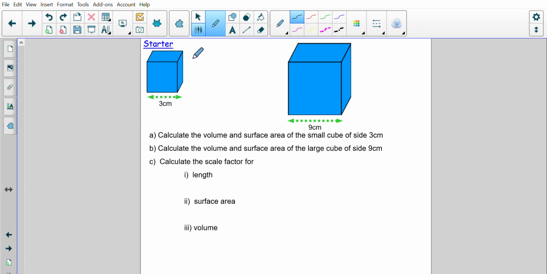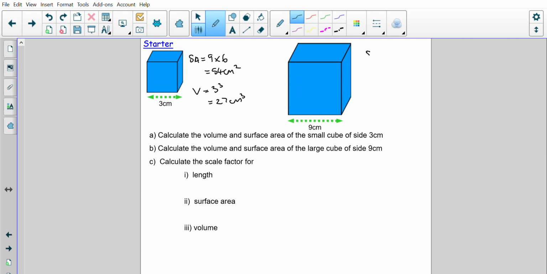So for the smaller cube, my surface area is going to be the area of one face, which is 9, times 6 faces, 9 times 6, which is 54 centimetres squared. And my volume is going to be 3 cubed, which is 27 centimetres cubed.